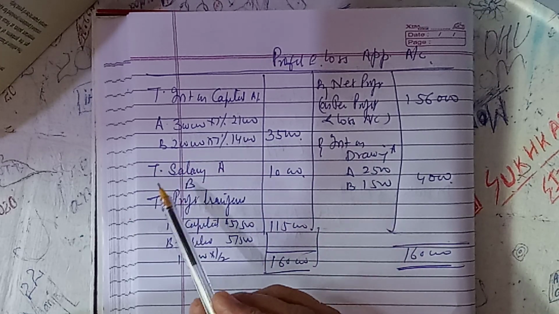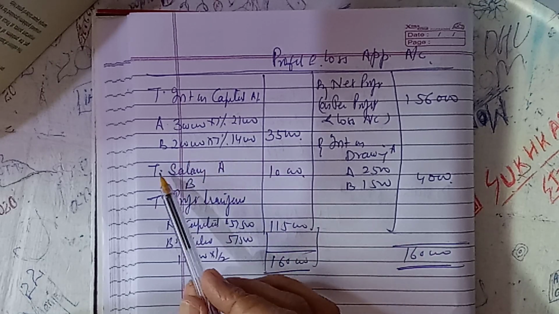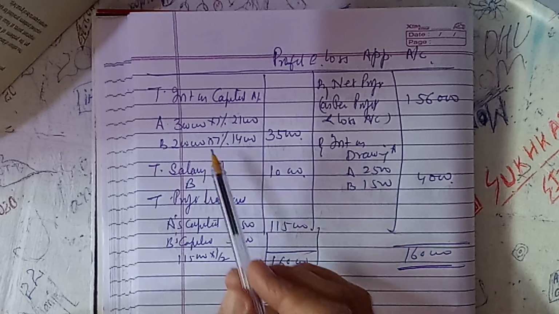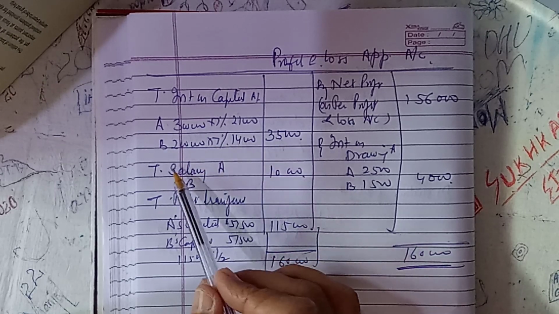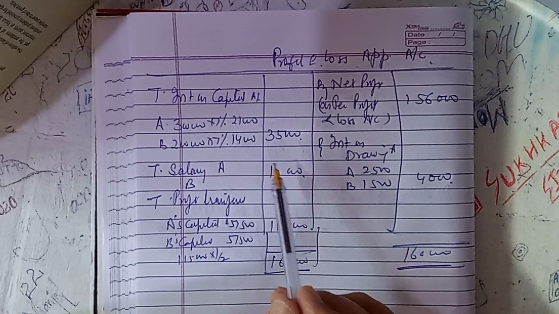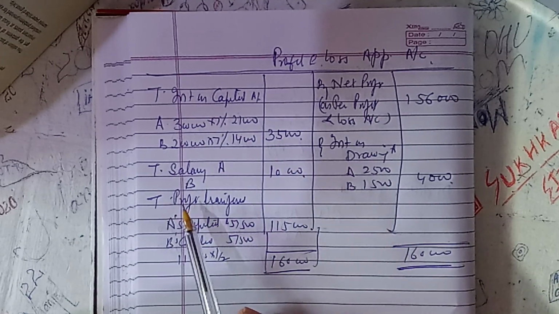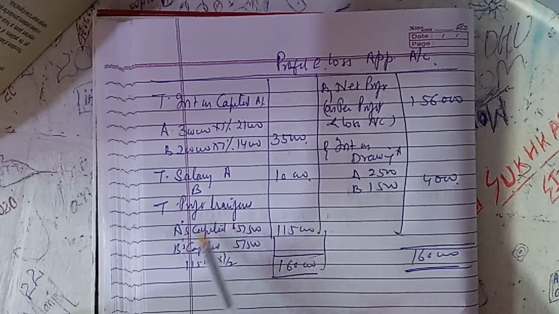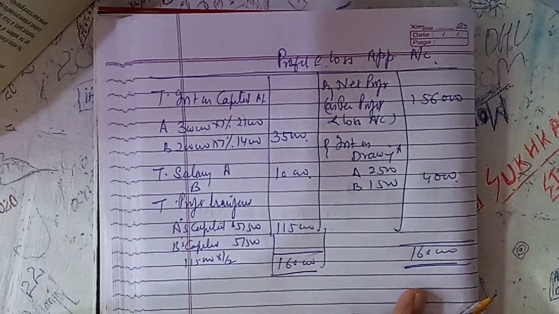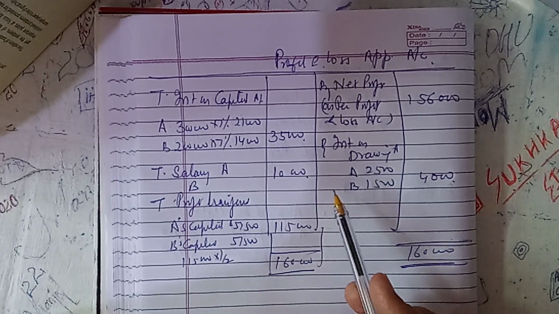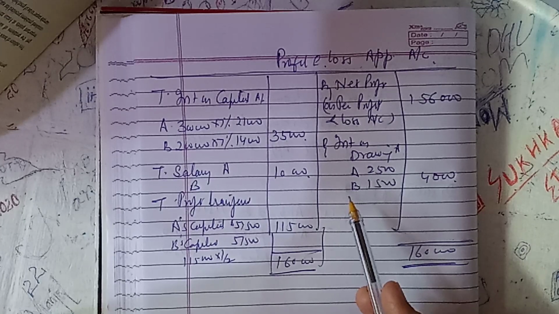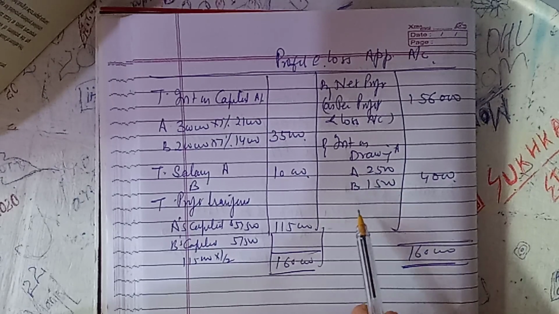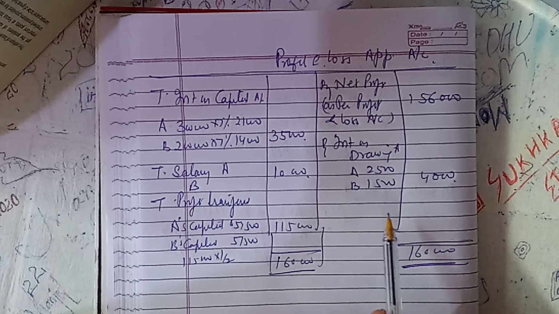As we discussed in journal entries, A's capital is 3 lakh, B's capital is 2 lakh, and the rate of interest on capital is 7% per annum. So A's interest on capital is 21,000 and B's interest on capital is 14,000, that is 35,000. Now we transfer B's salary given, that is 10,000. After this we post the entry of interest on drawings, A's drawings and B's drawings. A's interest on drawings is 2,500 and B's interest on drawings is 1,500.